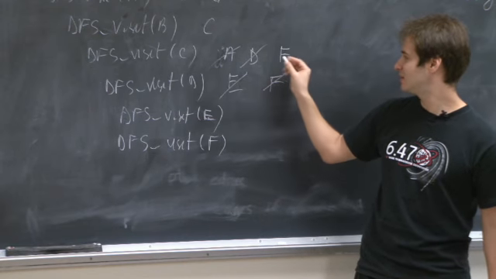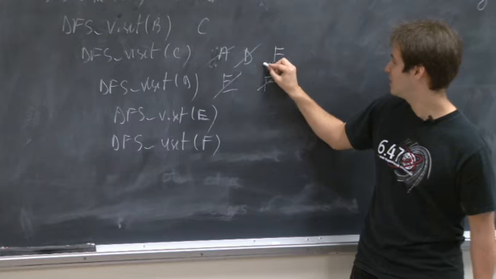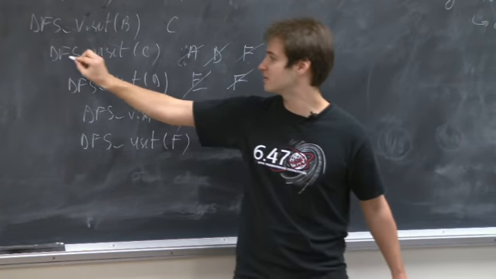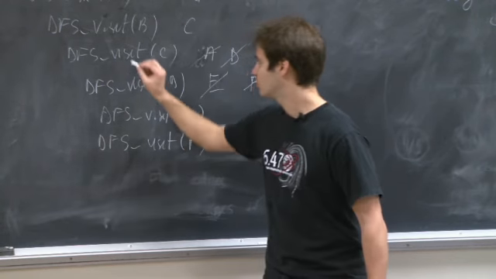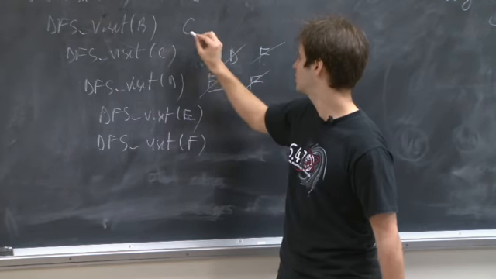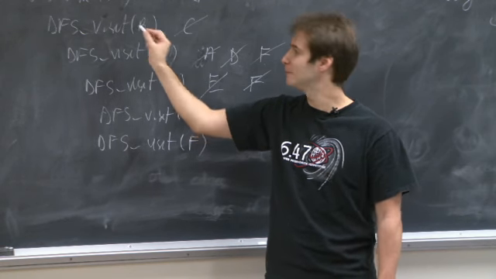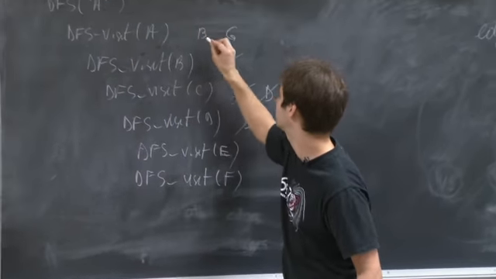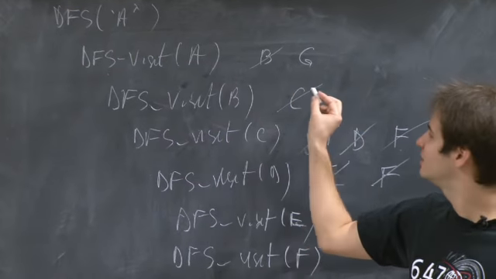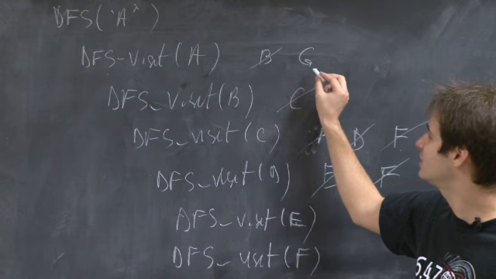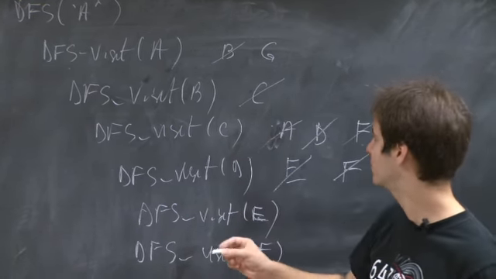We're here. We decided that C to F is a forward edge. F is already in parents, so we're going to return from DFS visit C. We're in DFS visit B. We're done with C. Do we have anything else to do here? So we go up to A. We're done with B, and we look at G. A to G. Is G in parents? Nope.